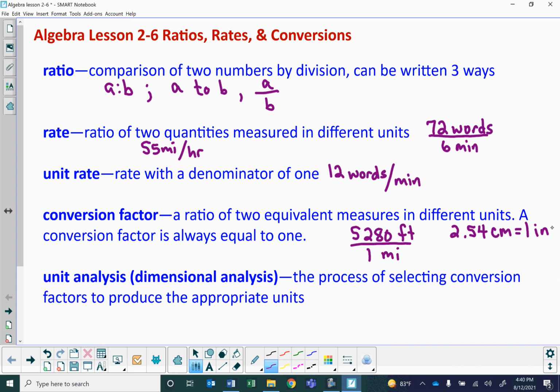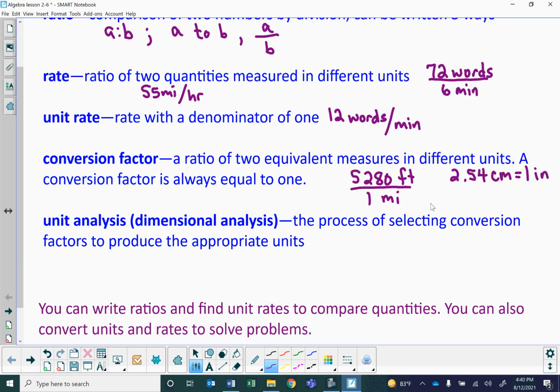Whether you write it as a fraction, with an equal sign, or with a colon, it's the same thing. It's still a conversion factor. Unit analysis, otherwise known as dimensional analysis, is the process of selecting a conversion factor to produce the appropriate units. So if I had 756 centimeters, how many inches is that? I would use unit analysis to convert from one unit to another unit.